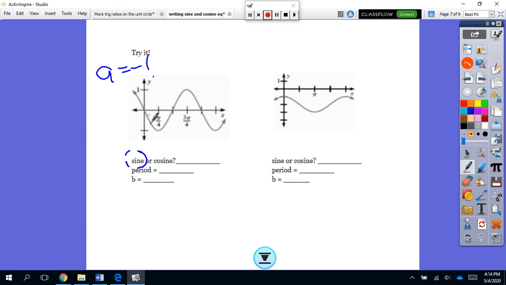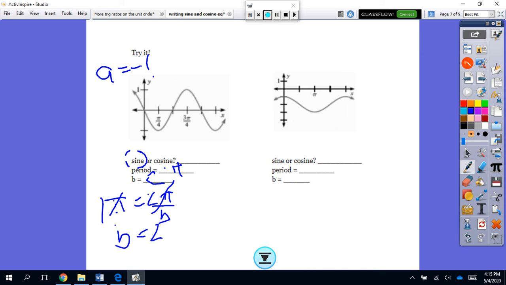Period: 0, min, 0, max, 0. 1, 2, 3, 4 pi over 4, so that's going to be pi. So pi is 2 pi over B. So these just cancel out. That's 1. So B is 2.